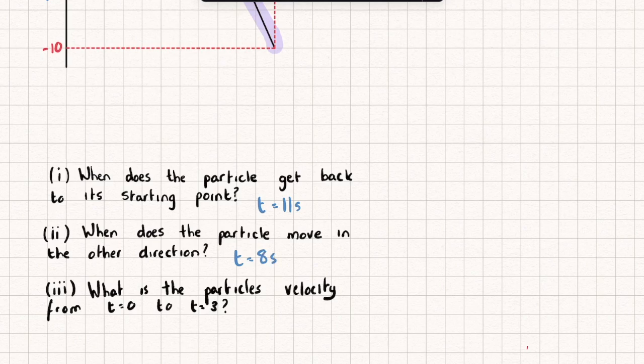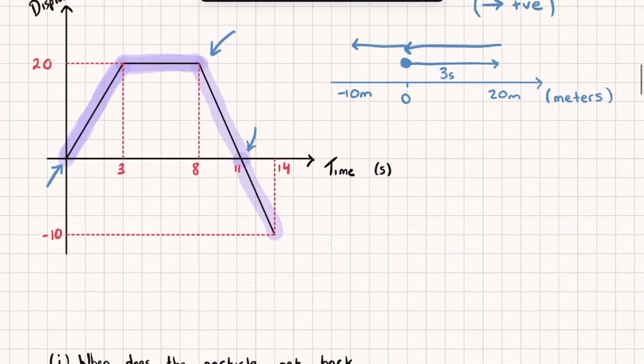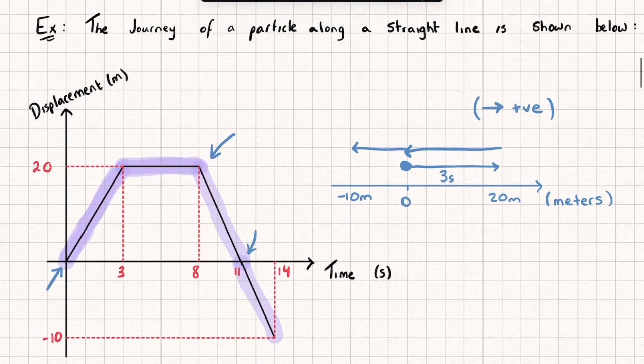The final thing for this question is, what is the particle's velocity from t equals 0 to t equals 3? So if we've been given a displacement time graph, we can calculate the particle's velocity by looking at the change in displacement divided by the change in time. Because that's going to give us a change in displacement, that's in meters, divided by a change in time, which is seconds.